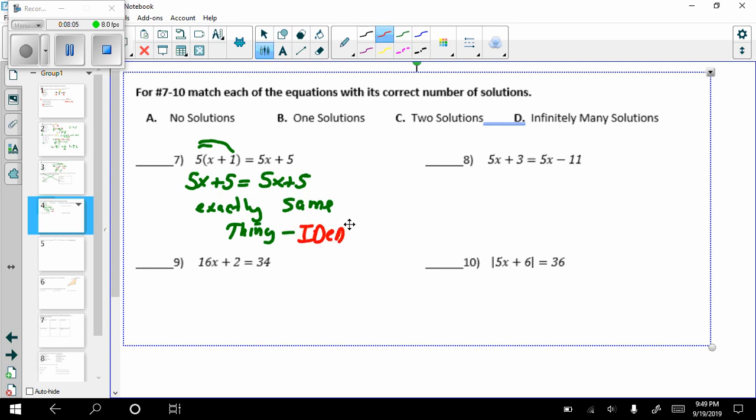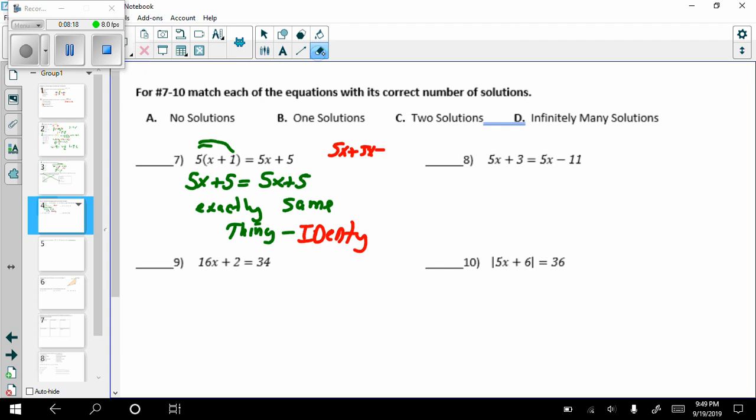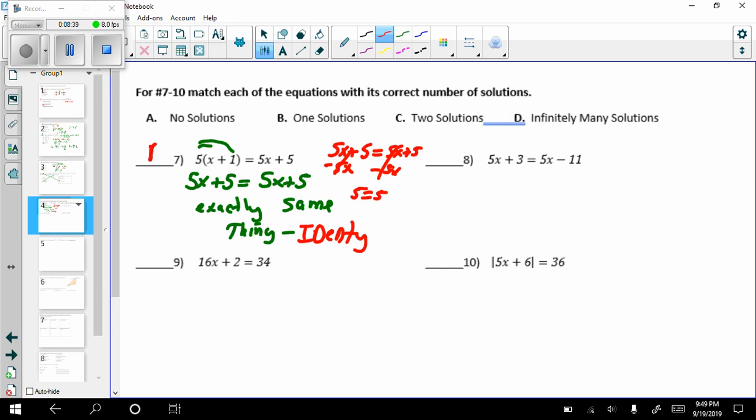If we decided to subtract 5x from both sides, I guess I'll do it. Here we go. This would be 5x plus 5 equals 5x plus 5. Watch what happens if we subtract 5x. We end up getting 5 equals 5, which is always true. I was hoping that you would recognize that in that case, we have infinitely many solutions, because everything satisfies it.